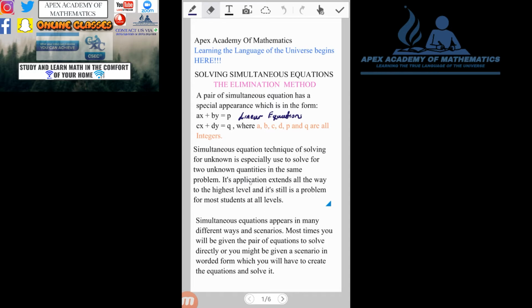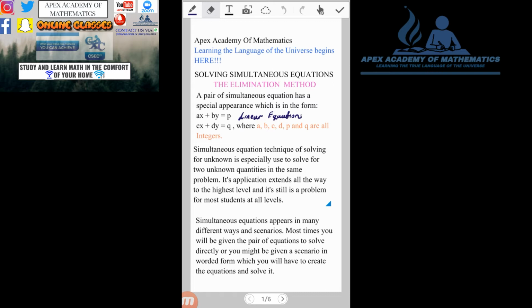Another thing that I want to highlight is that the application of simultaneous equation doesn't stop here. When you learn it here, it's just an introduction. It goes on up to the highest level. All right, so you're going to be using it, of course, in CSEC, in CAPE, in additional math, college algebra, pre-calculus 1 and 2, calculus 1, 2, 3, 4, all other applications of math. Simultaneous equation is needed because there are going to be scenarios where you have two quantities in the same question that you need to solve for, and this is the only technique that we can use to complete that problem. All right, so its application doesn't stop here.